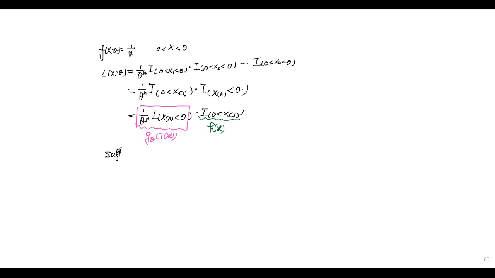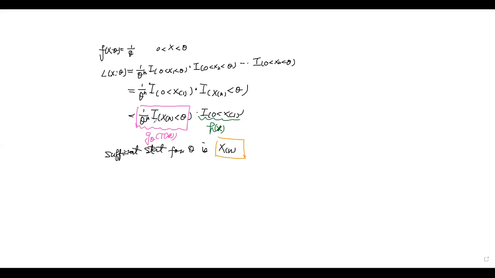So the sufficient statistic for theta, by the Fisher-Neyman factorization, is x(n), the nth order statistic here. Okay, so after we finish the first task, we're going to take a look at the second task.